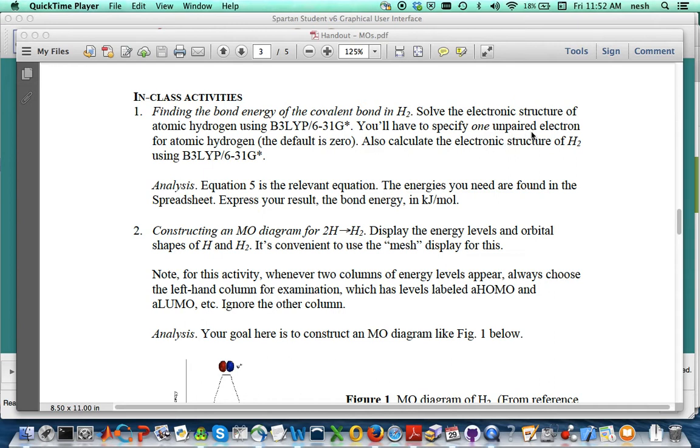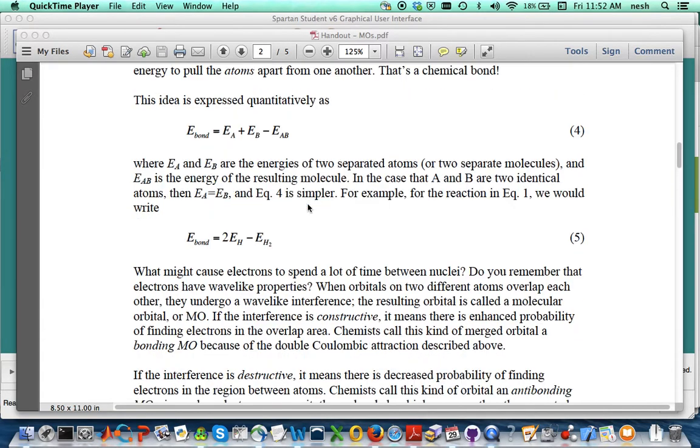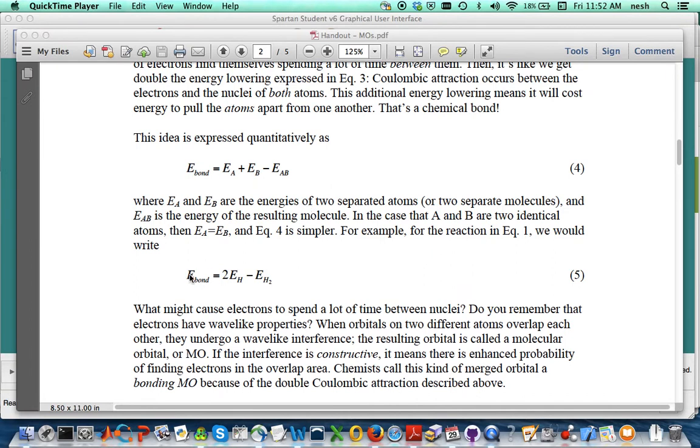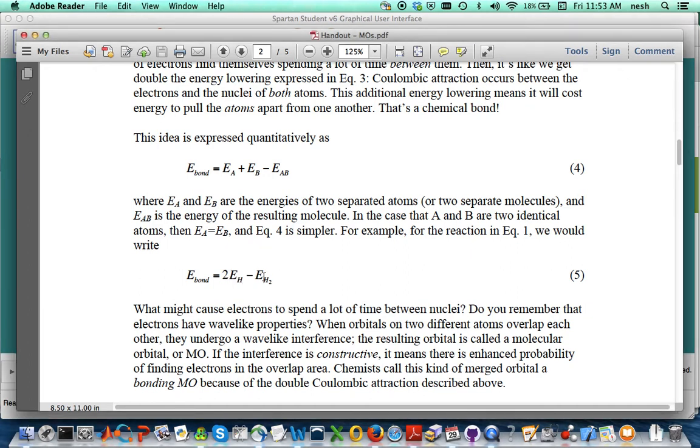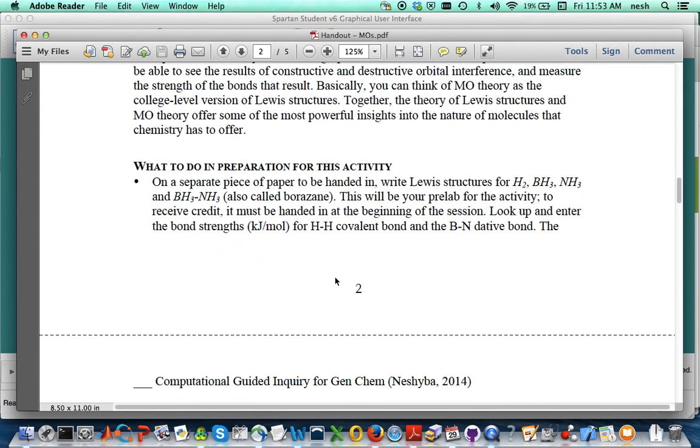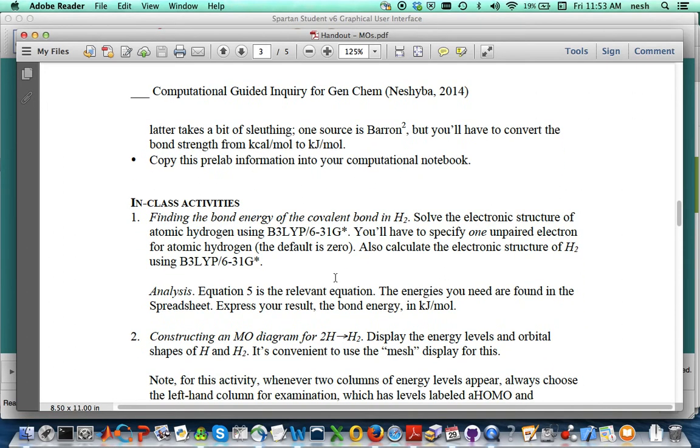So the first in-class activity is finding the bond energy of the covalent bond in the H2 molecule, and the relevant equation is equation 5. So let me just take you up to equation 5 here. So the bond energy, what we're going to do is take the energy of two hydrogen atoms and subtract away the energy of one hydrogen molecule. And we are going to do that at what is called the B3LYP calculation level in Spartan.